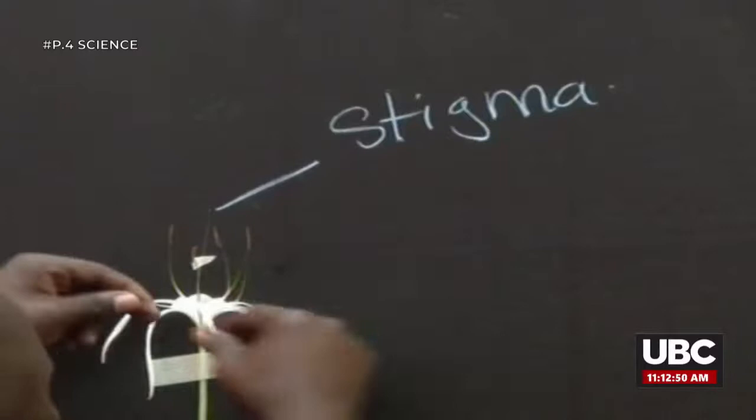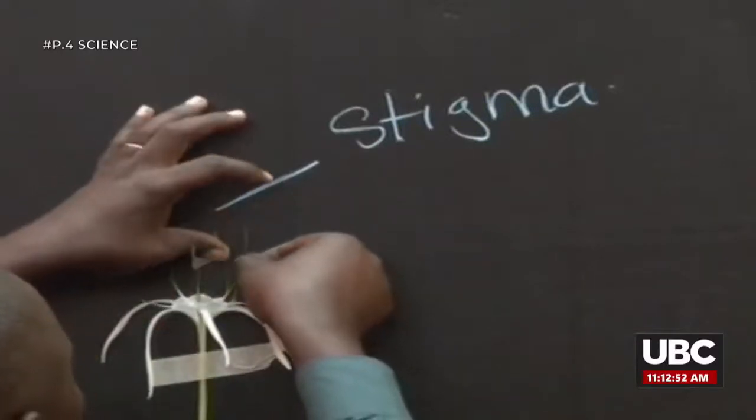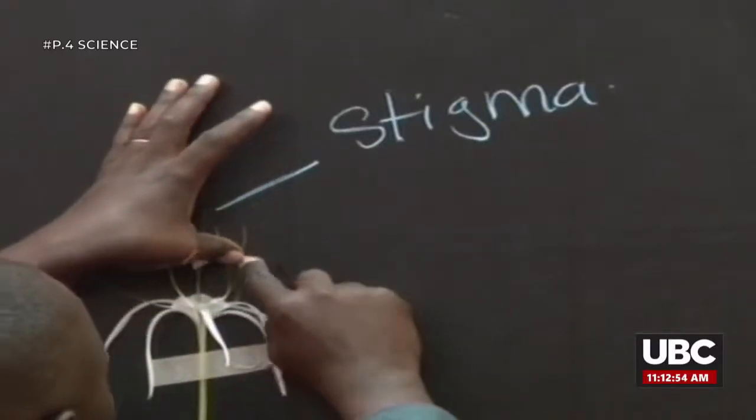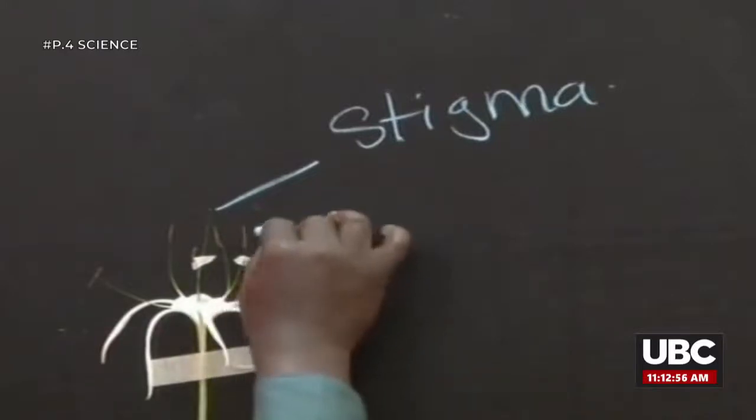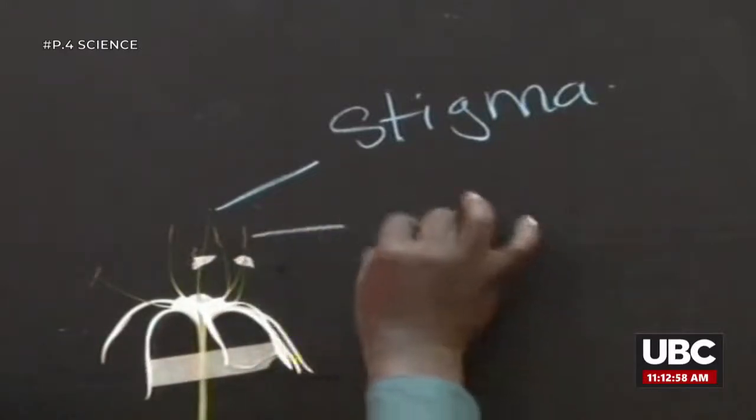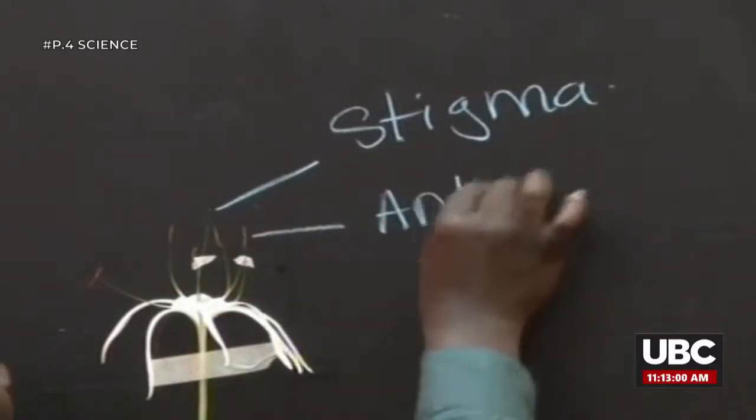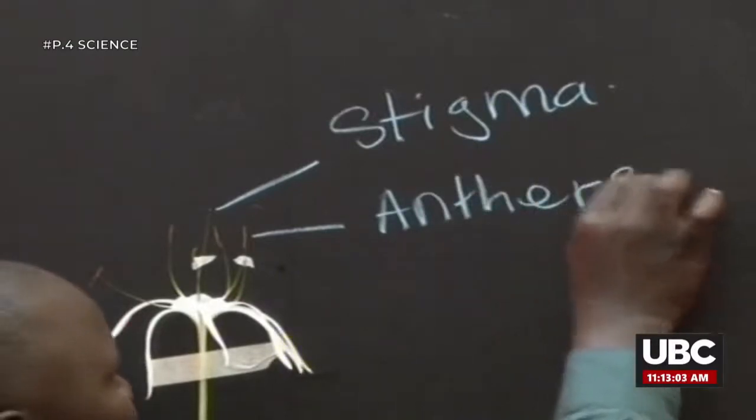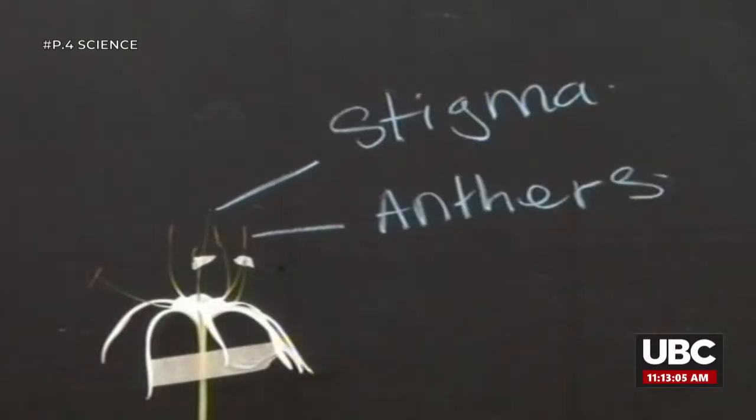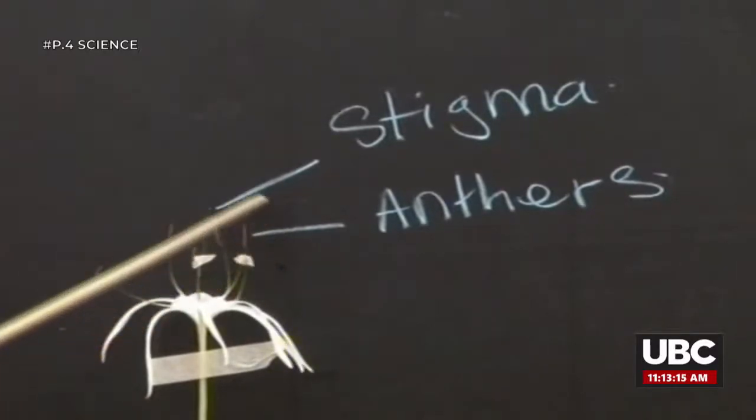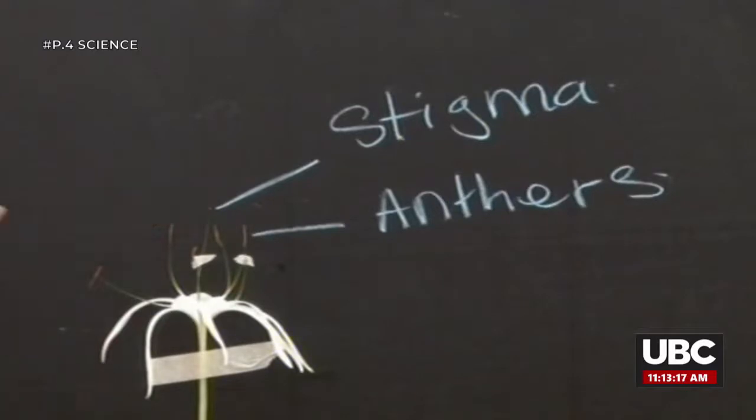Okay, unfortunately that one is cut. Let's put that. This yellow part we are seeing is the one we are calling the anthers. In our definition for pollination, we are saying the transfer of pollen grains from the anthers to the stigma.